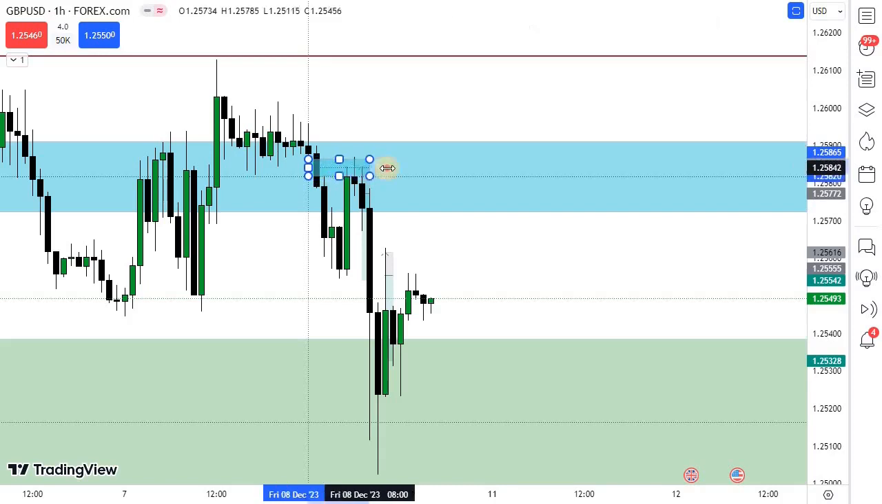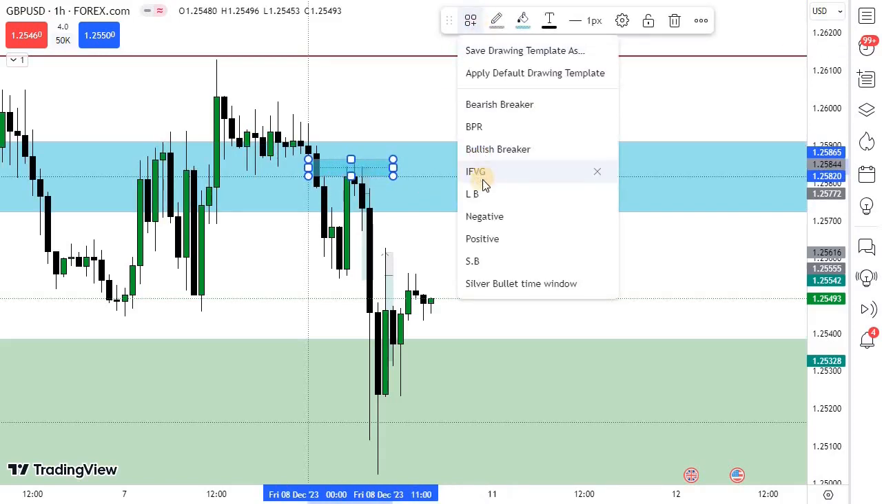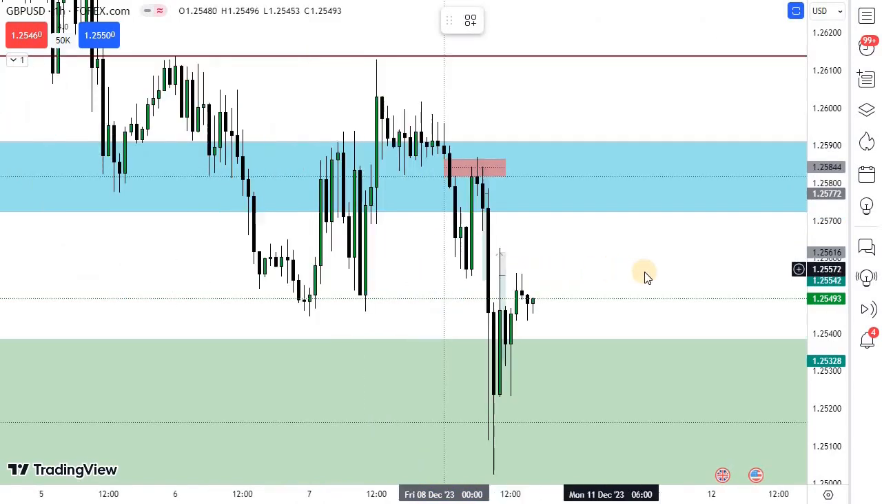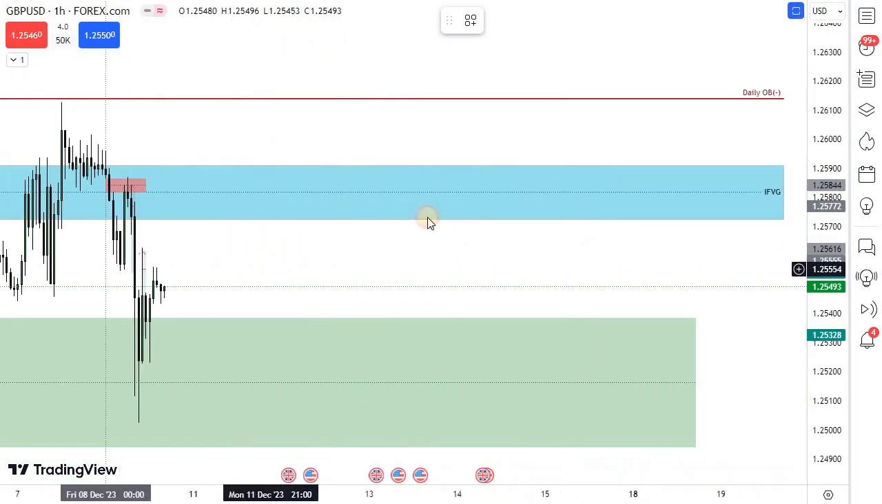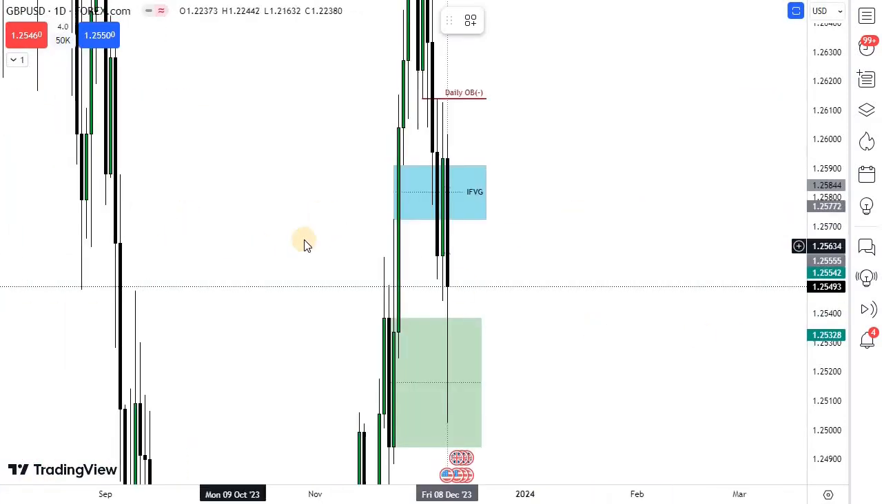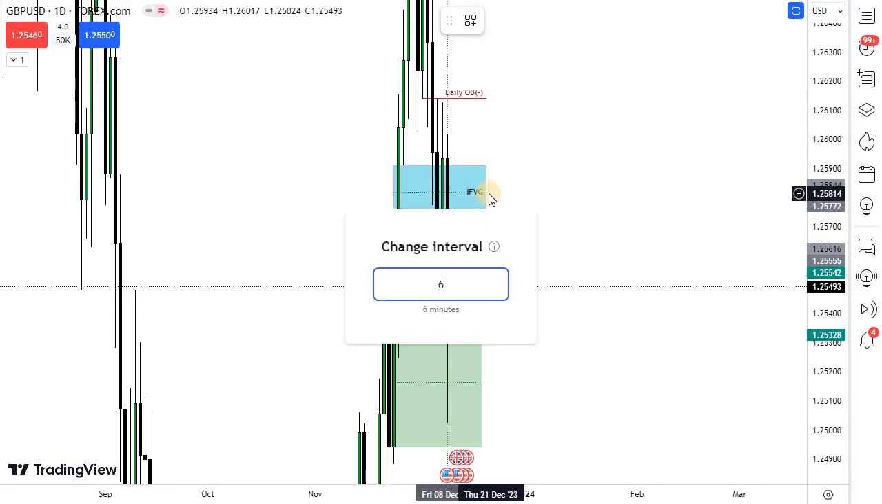There was this big fair value gap on the hourly chart, this one. And also, what is this blue shaded inversion fair value gap? Let's go on a daily chart. You could see this inversion fair value gap was this one. Okay, again back to the 1 hour chart.